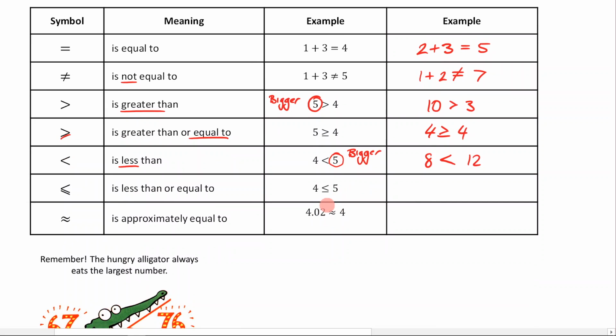And then, just as we have greater than or equal to, we also have is less than or equal to. So it's the less than symbol, but now with just that line underneath, which tells me or equal to. So 4 is less than or equal to 5.